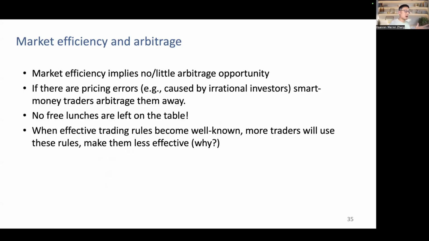For example, the small cap firms trading rule. If small cap firms prove to provide higher returns, then more investors would invest more in small cap versus big cap companies. That would drive up the price. And because the price is higher now, you are not able to reap the gain in the future, right? So that is the paradox. When a rule proves to be effective, more people will start to use that trading rule, and this very act of using the trading rule would make it ineffective, right?